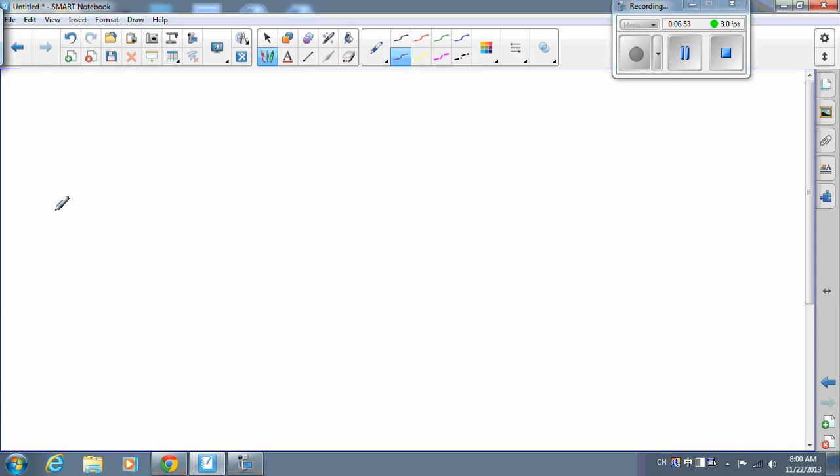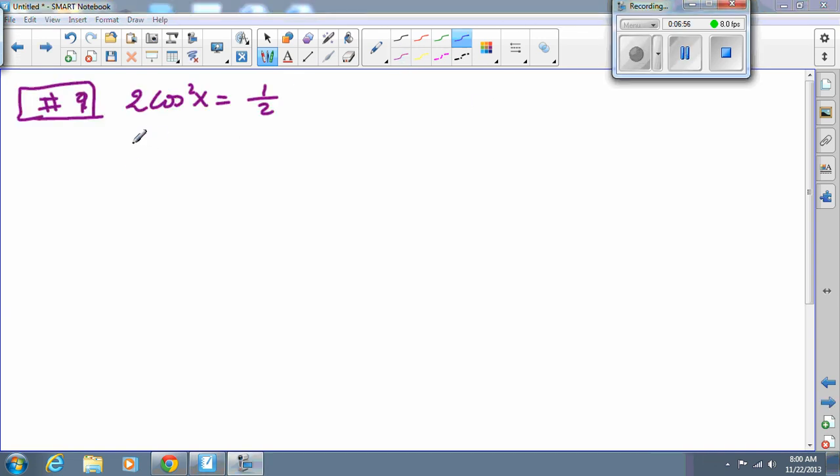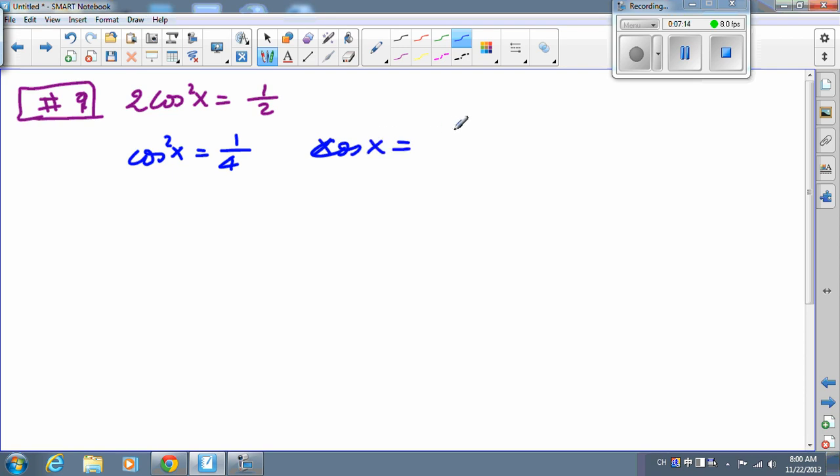All right, I'll move on to problem number 9. This is similar to the previous one, but this time I have 1/2 instead of square root of 3 over 4. Well, I divide both sides by 2 first to get cosine square of x is equal to 1/4, or cosine x is equal to plus and minus 1/2. You will solve them separately: the case where the cosine of x is equal to 1/2, and the case where the cosine of x is equal to negative 1/2. It is very similar to what we did on the previous one.